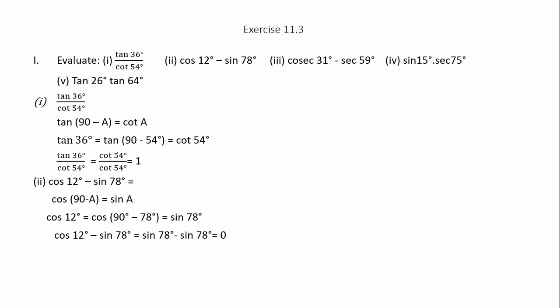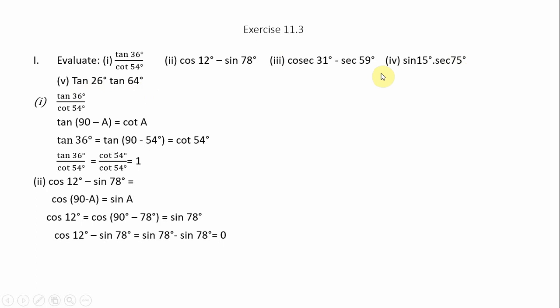Now, coming to your next one. First question, 11.3. I did only two sums; I expect you to complete all the three sums, children. Now, evaluate tan 36 degrees by cot 54 degrees. This is the first question. Second question, cos 12 degrees minus sin 98 degrees. Third question, cosecant 31 degrees minus secant 59 degrees. Sin 15 degrees into secant 75 degrees. Tan 26 degrees into tan 64 degrees.